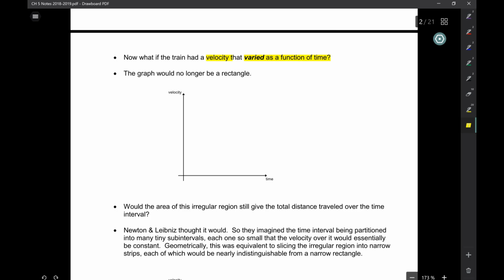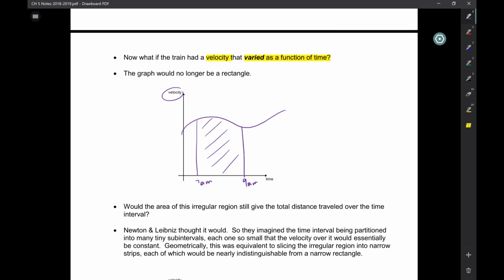Then the graph would no longer be a rectangle, right? If the velocity was not constant, then you would not get a rectangle. So, for example, again, velocity versus time. If my velocity looks like this, and again, I'm going from, let's say, 7 to 9, and if I look at the shaded region underneath, that is not a rectangle. That is some irregular shape.